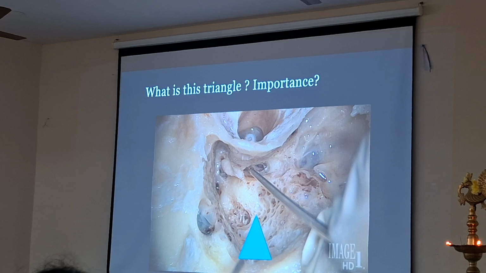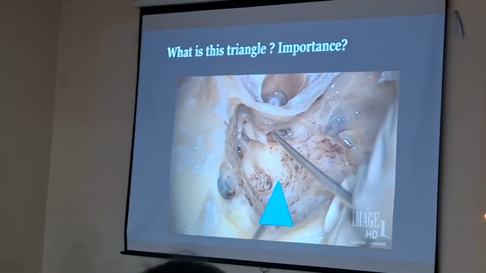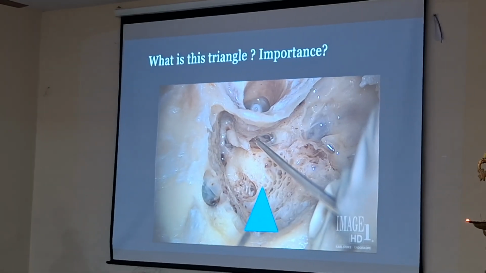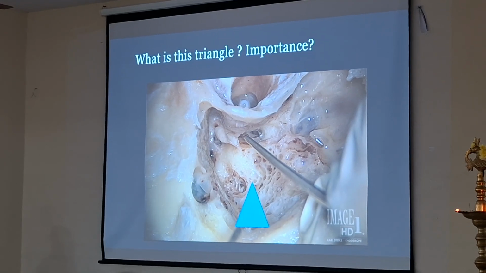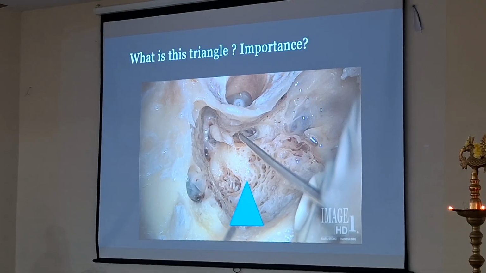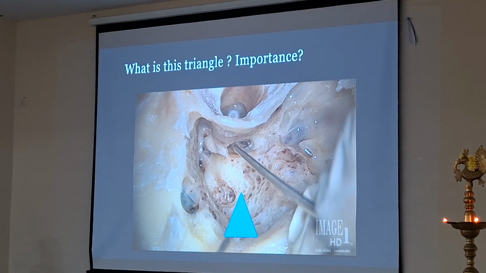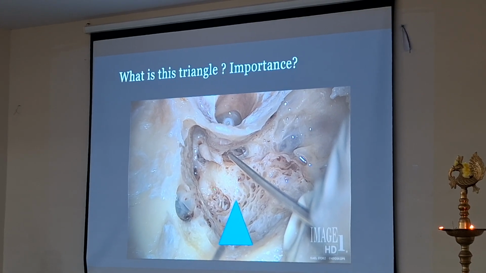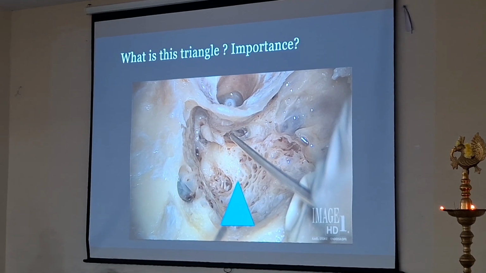So now see this. Now one question has come. What is this triangle here and what are the boundaries? He told the answer. So please tell the boundaries of that. Superior petrosal sinus. Very good. Anteriorly by the posterior end of the posterior semicircular canal. Posteriorly by the dura. Two are wrong, one is correct. Superiorly the superior petrosal sinus, anteriorly the labyrinth, posteriorly the sigmoid sinus.